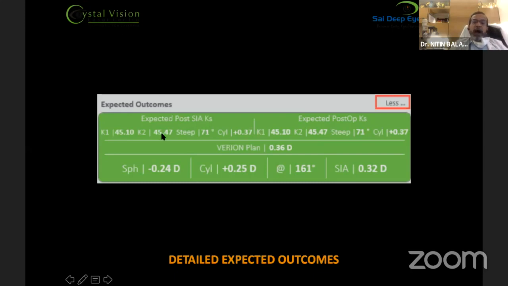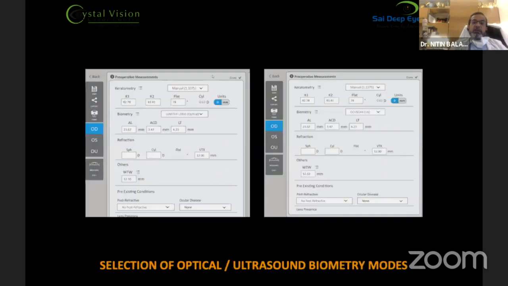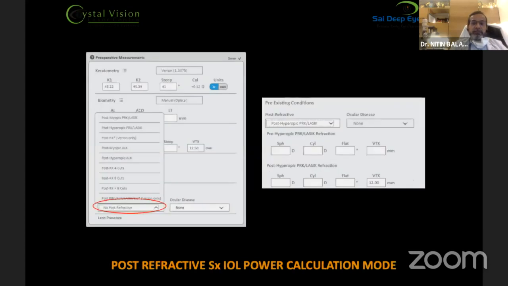That means what would be the K value after the surgery with that particular type of SIA which has been fed in for that particular surgery. So the outcomes are totally detailed. You can also have a selection of either the optical or the ultrasound biometer, and the machine would automatically choose the A constant depending on the type of the biometer used.